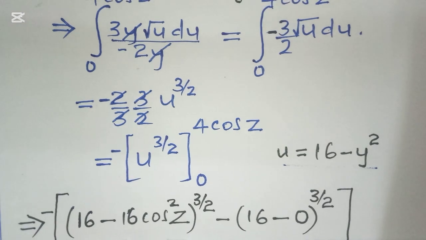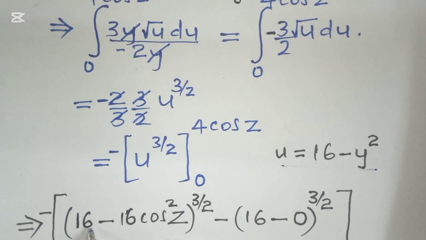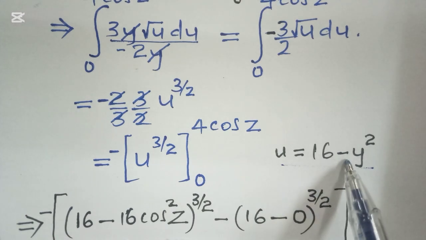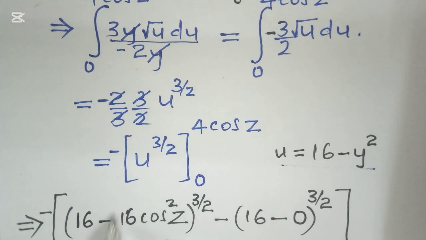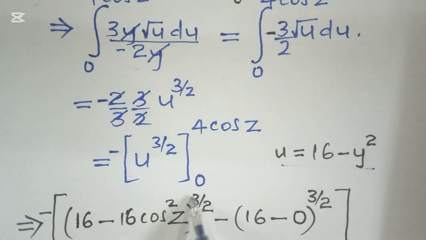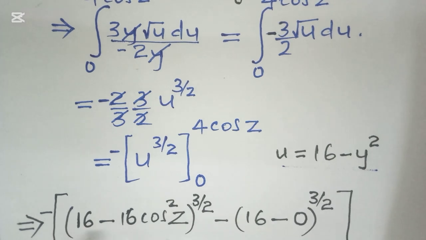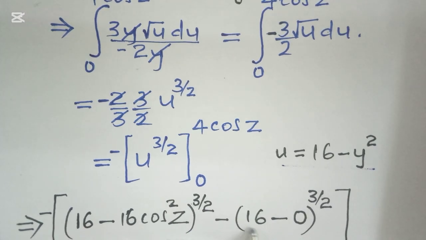And that's what we are going to do here. You can see guys, first of all, we put the negative aside. We shall use it later. So we have 16 minus, instead of putting y squared here, we put 4 cos z, that is 16 cos squared z. All that is raised to 3 over 2, now minus 16 minus 0. This is our lower limit, and then we put 3 over 2. Because remember guys, we have the upper limit for this and we have the lower limit for this.